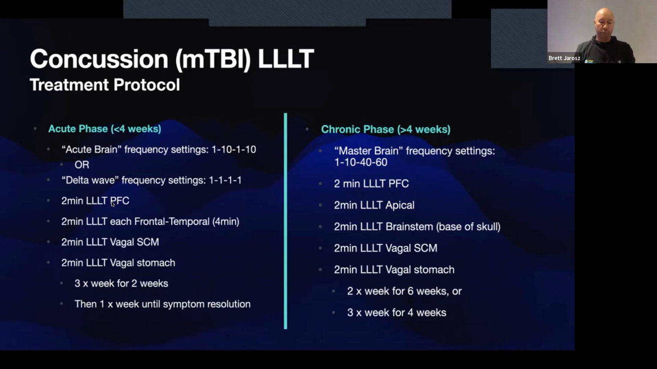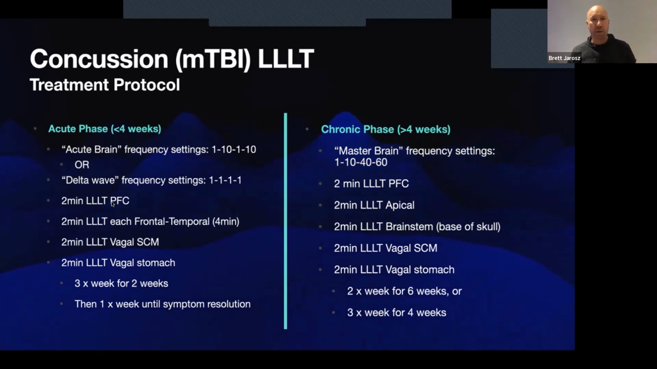And then what you can do with that is also to get further aspects of vagal nerve stimulation, which is to laser over the abdomen. All right, so I'm lasering and wanding over the abdomen to get that vagal stimulation through the stomach. And you can see again, giving you that protocol there from the literature of 3 times a week for 2 weeks and then 1 time a week until symptom resolution.